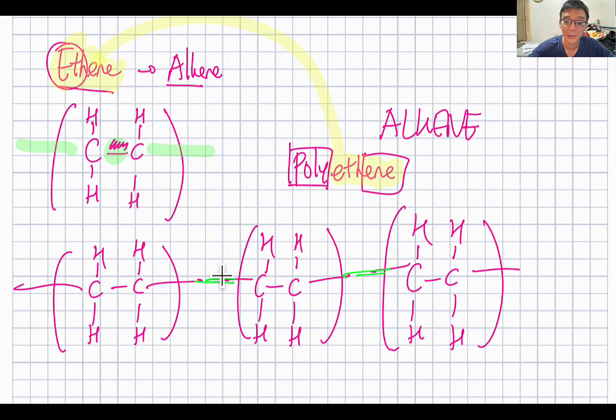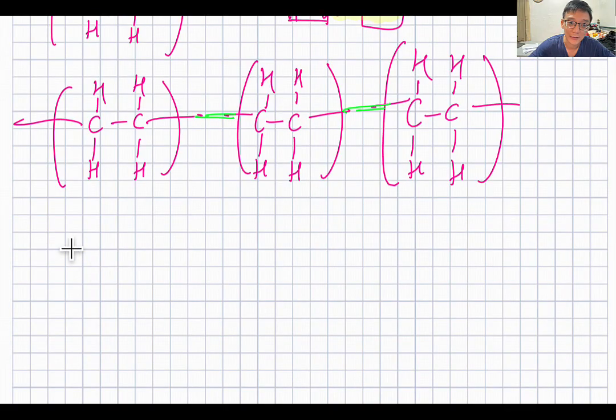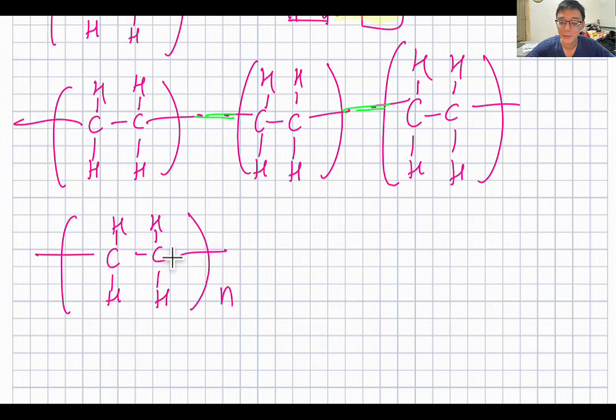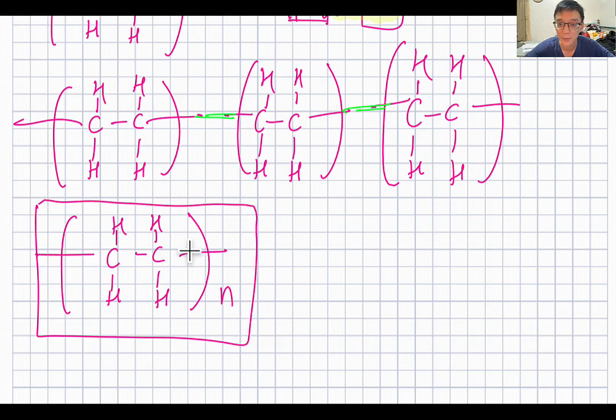Actually, we can also simplify this. In some questions, we note it like this: we draw the open arms, but we put n to symbolize that it can extend indefinitely. So normally people would draw it like this, unless the question states to draw 2 repeat units or 3 repeat units. In that case, you have to be specific and draw exactly 2 or 3 repeat units.